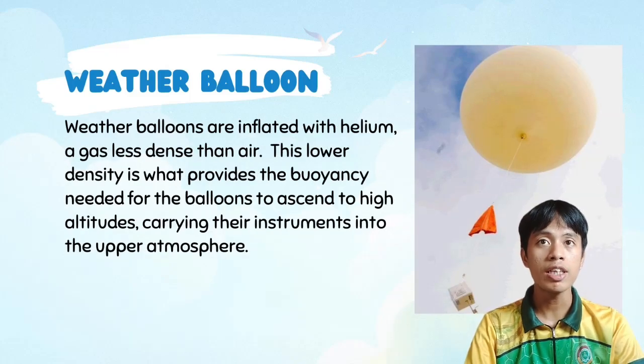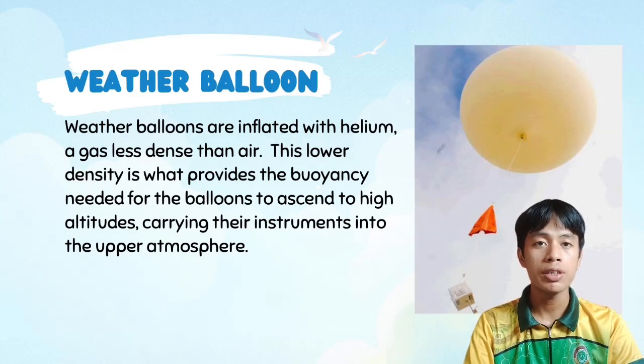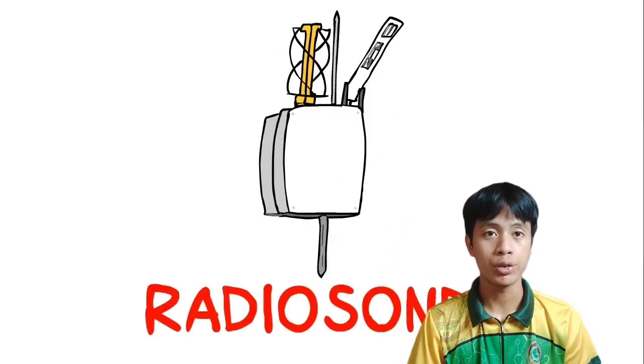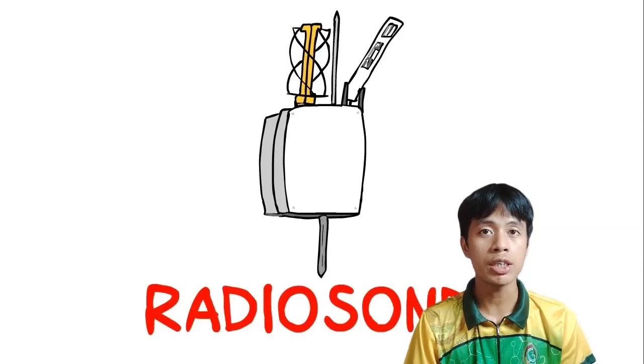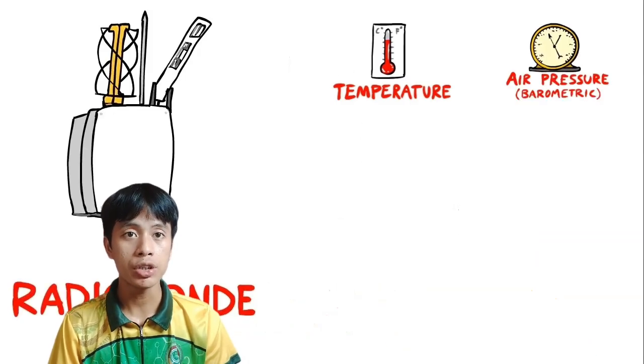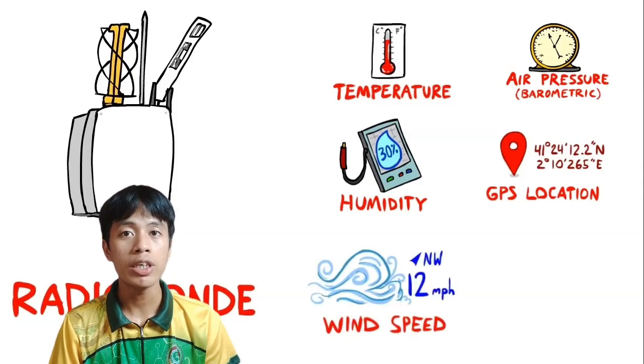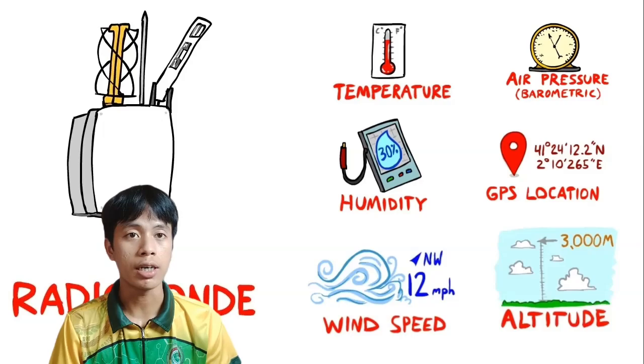Weather balloons are inflated with helium, a gas less dense than air. This lower density is what provides the buoyancy needed for balloons to ascend to high altitudes, carrying their instruments into the upper atmosphere. These weather balloons carry an instrument called a radiosonde, which measures various atmospheric parameters including temperature, air pressure, humidity, and GPS location, from which wind speed and altitude are calculated.